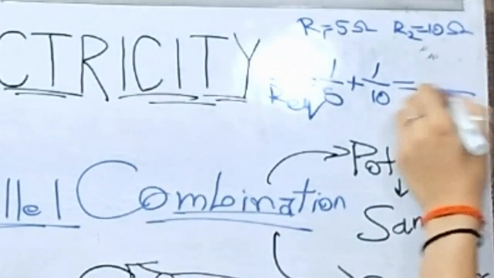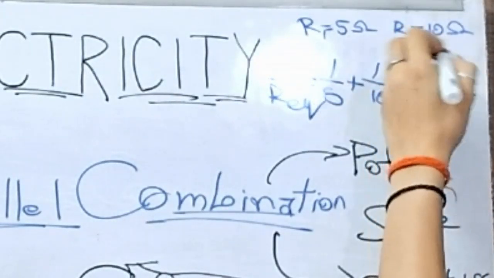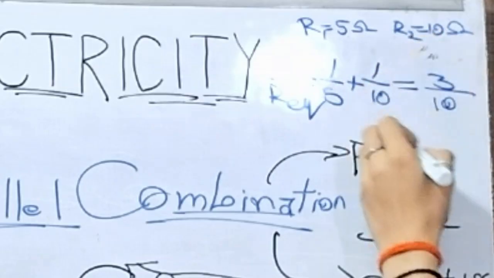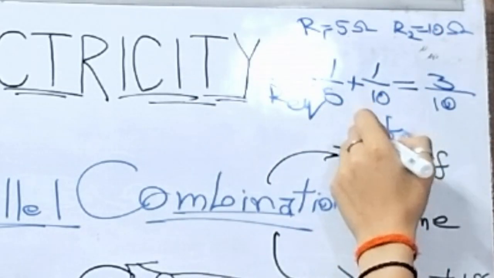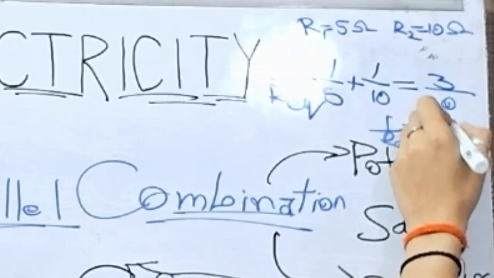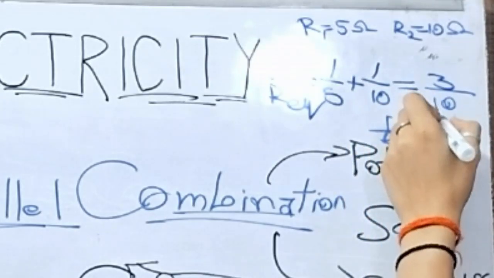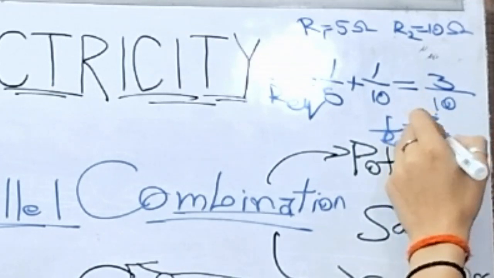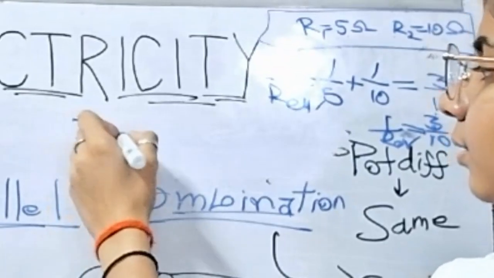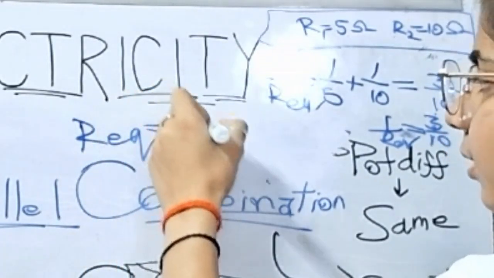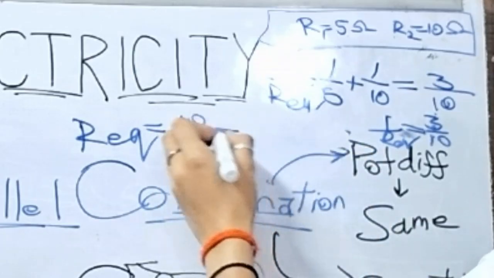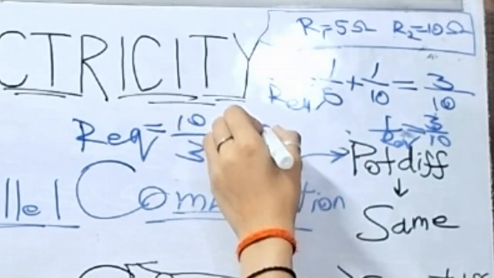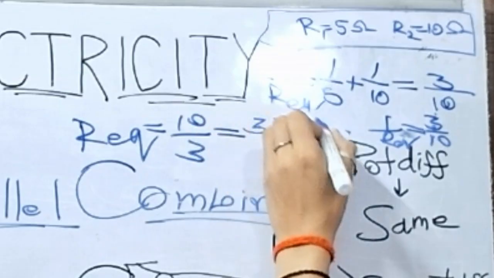Now what will happen? The LCM will be 10, right? 2 plus 1, that is 3. Now 1 upon R equivalent is 3 by 10. So it means that R equivalent is 10 by 3, right? That means it came out to be 3.3 and so on, right?